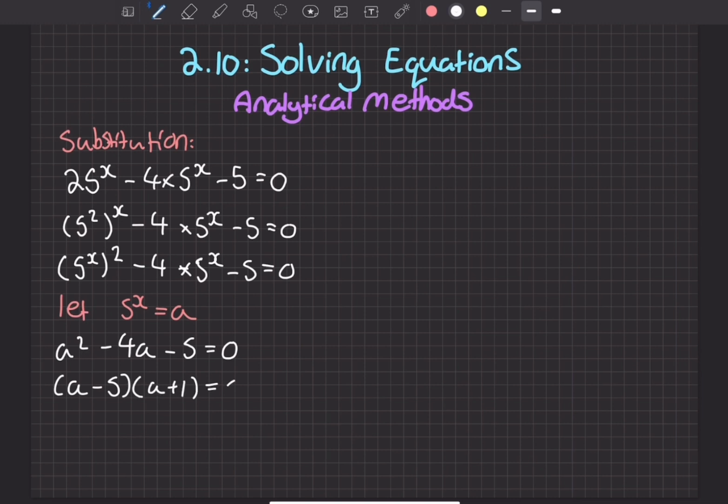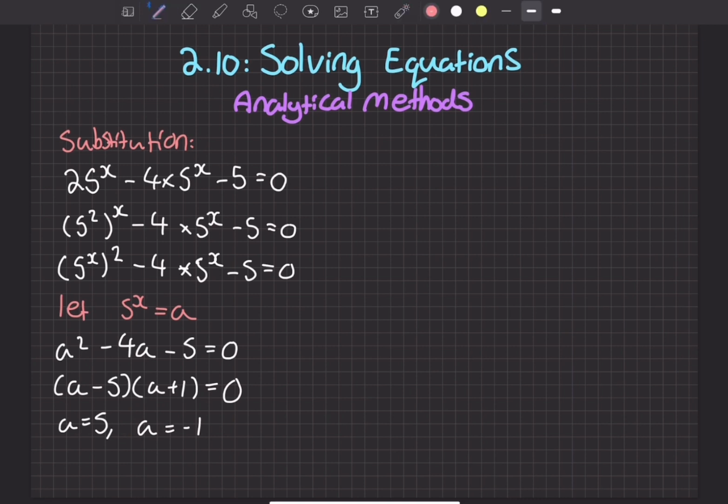If you don't know how to do this, you can watch 2.8 and 2.9. They explain how you use the factorization method. But you just factorize, and now you have a equals 5 and a equals minus 1, right? But this isn't the answer to the question because we're looking for x, we're not looking for a. So how do we find x now?